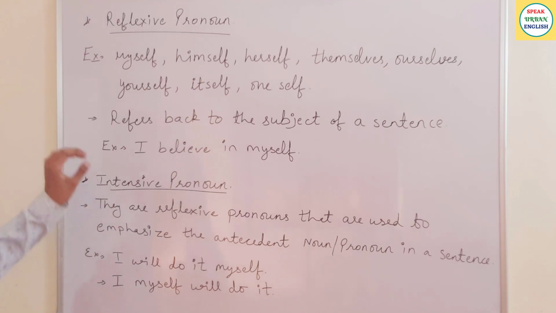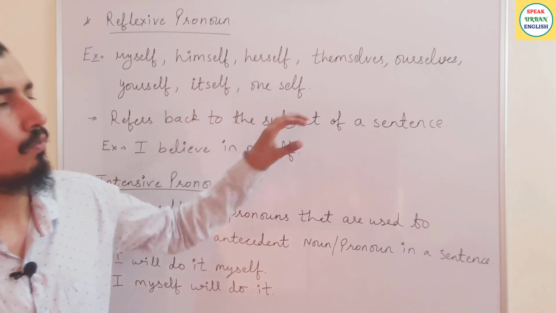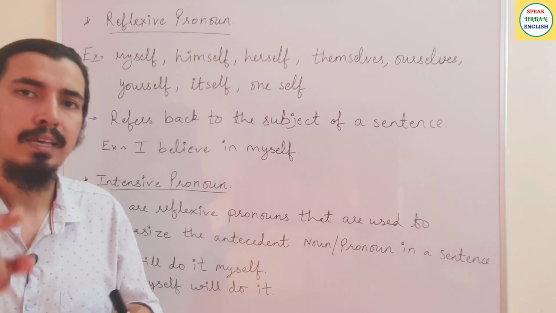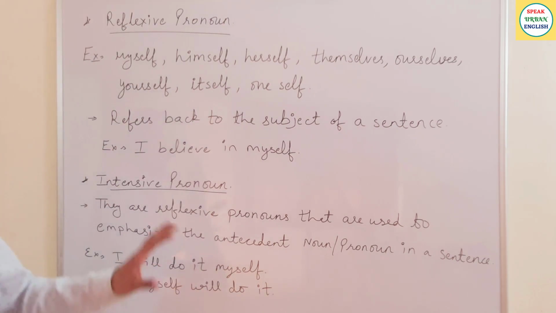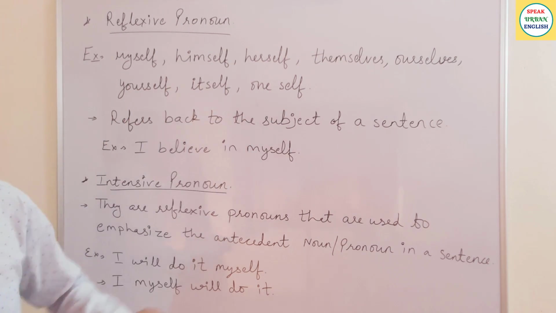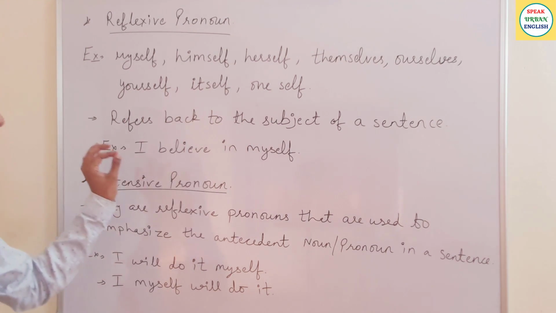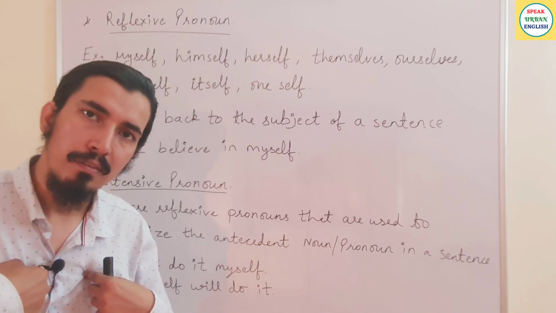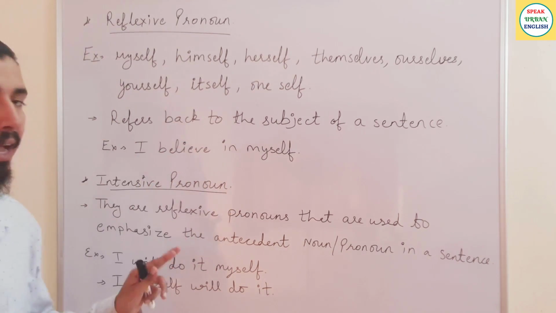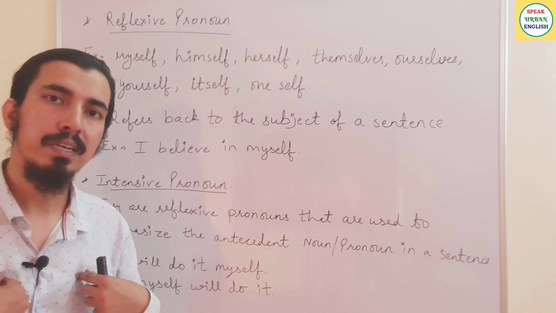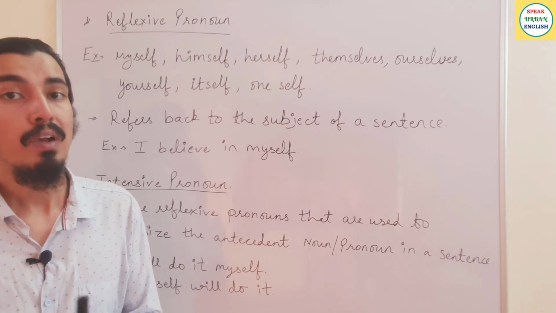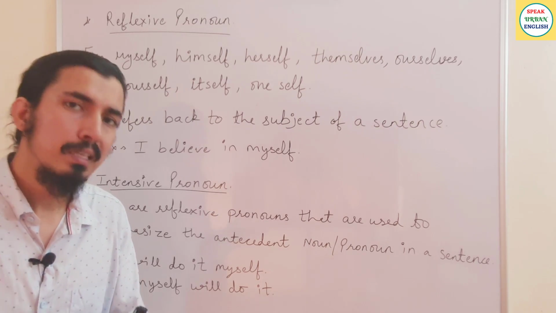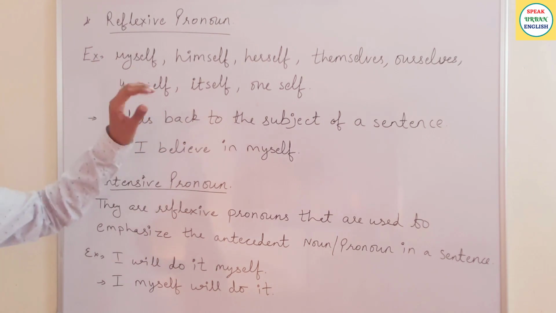So the definition is, it refers back to the subject of a sentence. It refers back to the subject, like myself, himself. Very simple example is, I believe in myself. So myself refers back to I, subject of the sentence. Or I can say, I will do it myself. He will do it himself. So where there is self, it's an example of a reflexive pronoun.